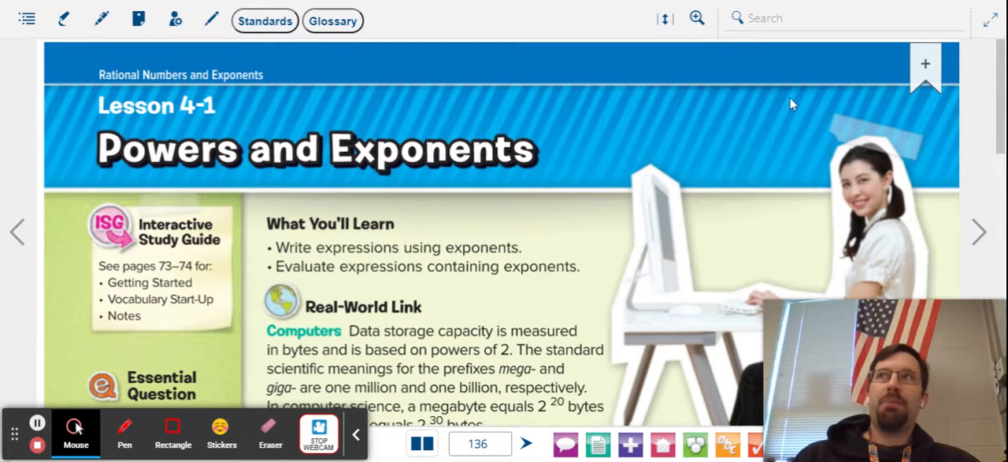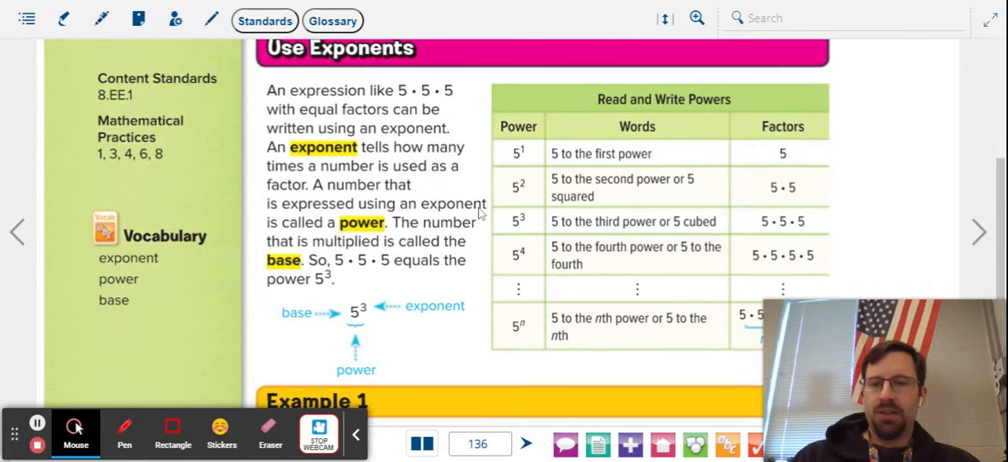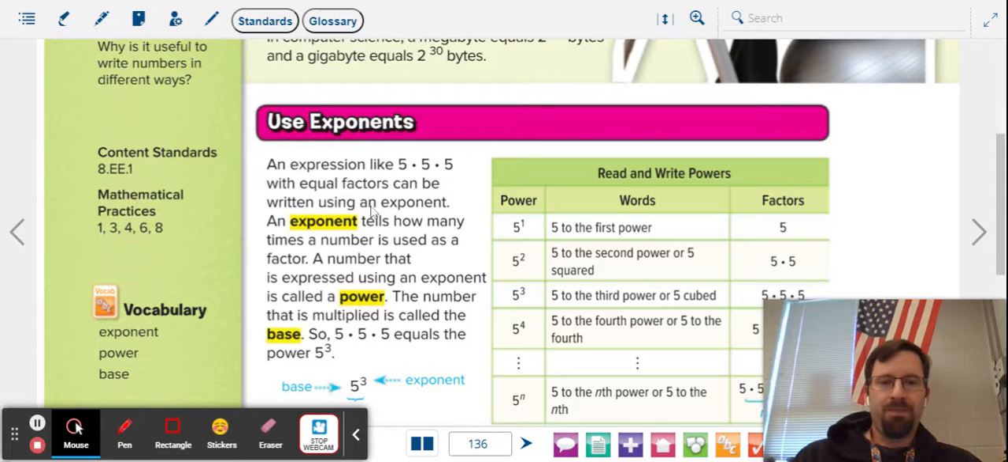Hello and welcome back, pre-algebra, to a new unit. We're on powers and exponents today, but in general, we're starting unit 11, and here we go.